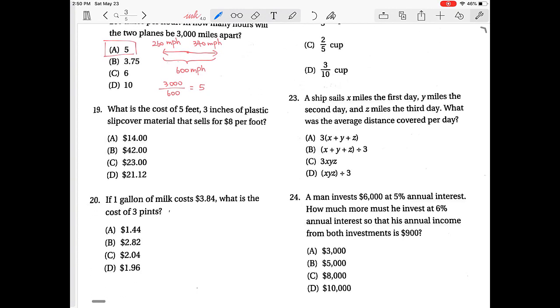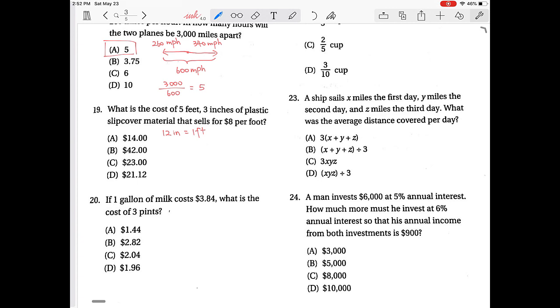Number 19, what is the cost of 5 feet 3 inches of plastic slipcover material that sells for $8 per foot? So we're going to do unit conversion again here. We know there are 12 inches in a foot. You can either convert everything to feet or inches here. If you don't like dealing with decimals, go for the smaller unit, which is inches. If you don't mind dealing with decimals, go with feet. And in this scenario, let's go with feet.